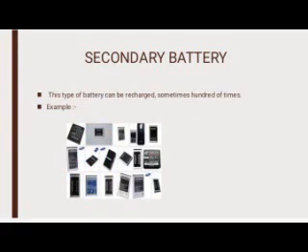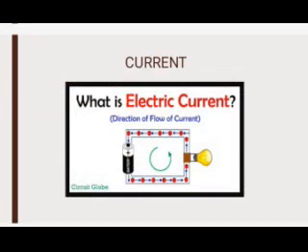The second type of battery is the secondary battery. Secondary batteries can be recharged. In the primary battery, we cannot recharge, but in the secondary battery, we can recharge. We can recharge hundreds of times. For example, in a mobile phone, a battery is there. How many times can we recharge it? There are so many times. The next topic is current and voltage.